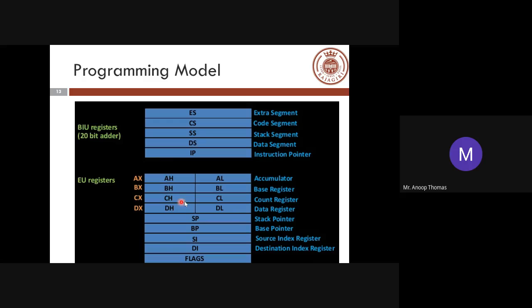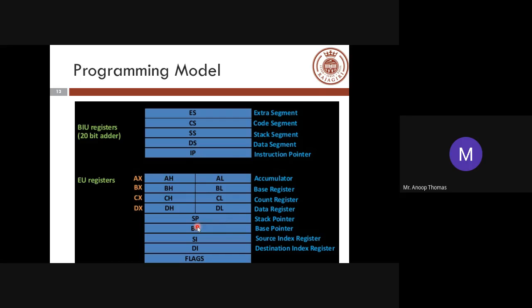EU registers are basically your general purpose registers, your A, B, C, and D registers. A is called the accumulator register, B is called the base register, C is the count register, D is the data register. So this is based on the way in which the values are stored. This will act as the accumulator. This can act as a base register. Base values will be stored here. Counting values will be stored here. Data values will be stored here.